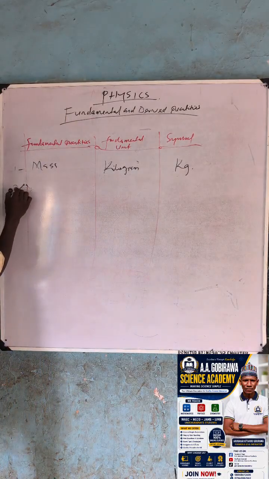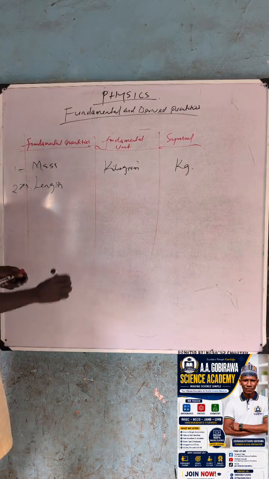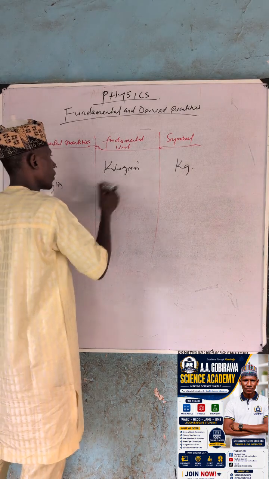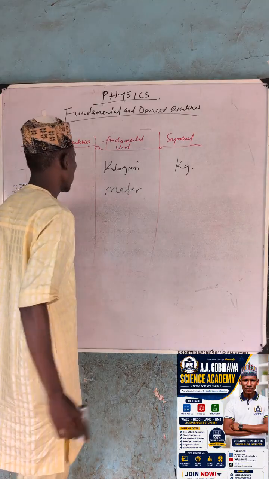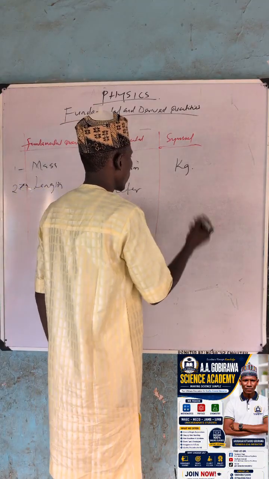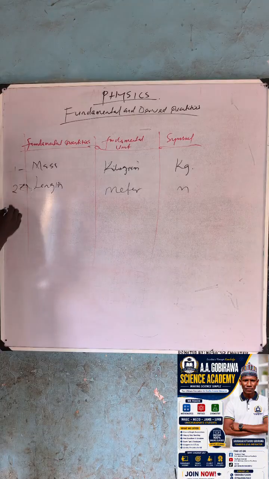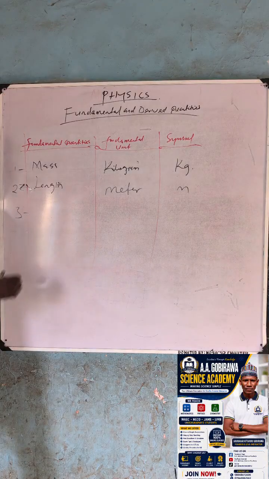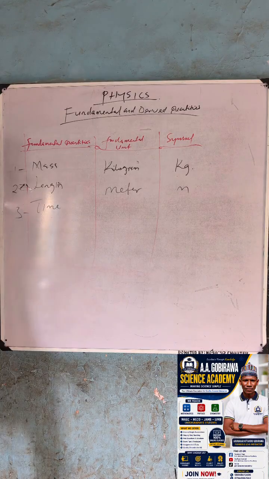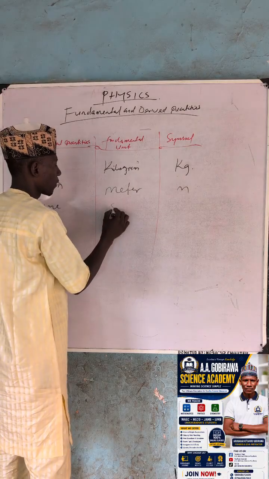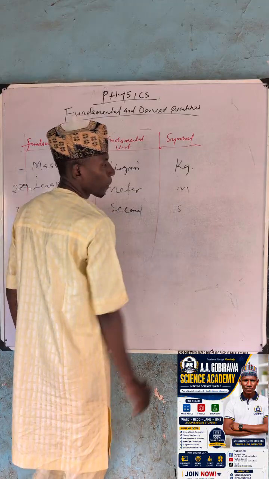Then we have number two, length. We know length. The unit of length is meter, and the symbol of meter is small m. Then number three, we have time. The unit of time is second, and the symbol is s.